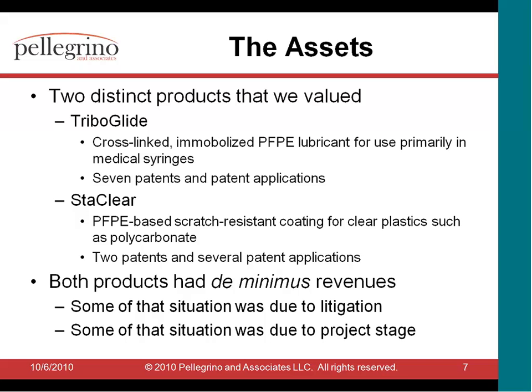The other product of interest is one called Stay Clear. Same kind of lubricant, it's perfluoropolyether-based scratch-resistant coating for clear plastics such as polycarbonate. Polycarbonate's neat in the sense of it looks like glass, except it's not. But the challenge is it scratches very easily.